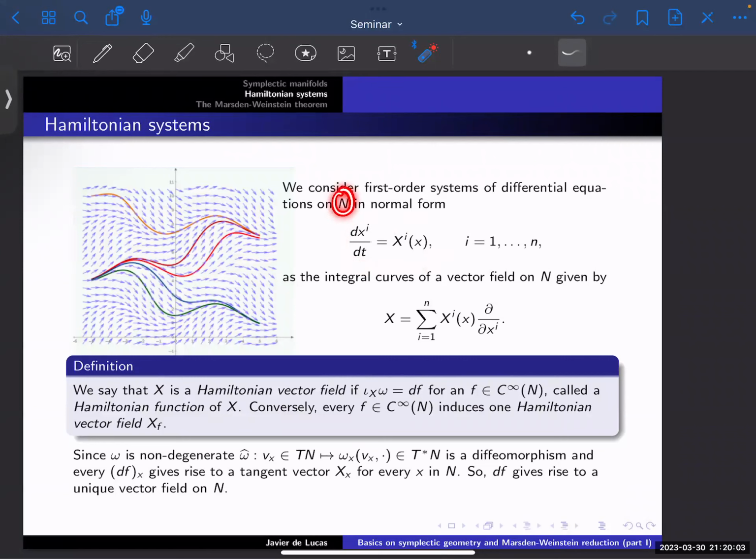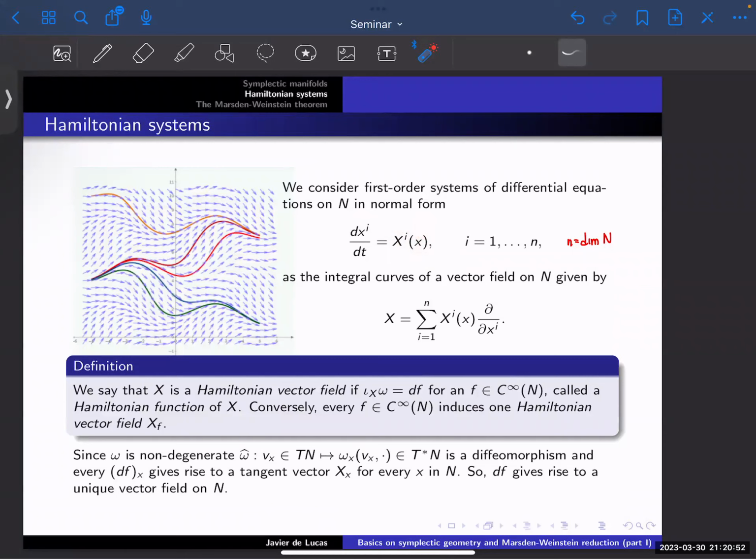You have a manifold N, and for a manifold N in general, you can study a particular kind of system of differential equations. This has dimension n; we are assuming that the dimension of the manifold is n. We are studying this system of differential equations, where you see that on the left-hand side you have the derivatives of the coordinates in terms of one parameter t, and on the right-hand side you have that these derivatives can be written as a function which depends just on the point of the manifold.